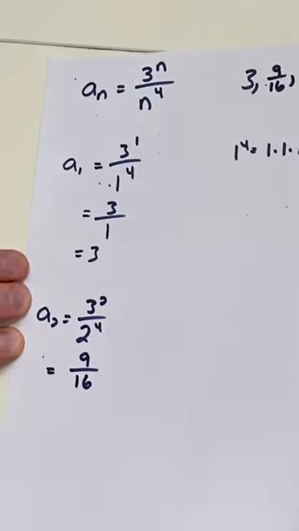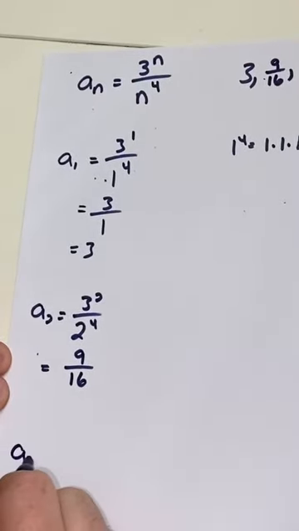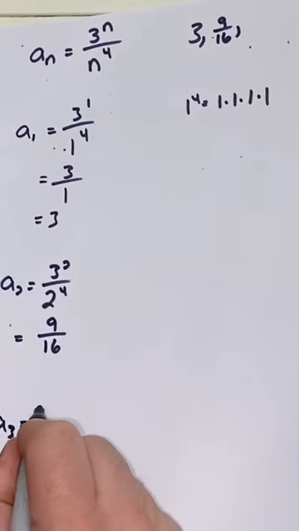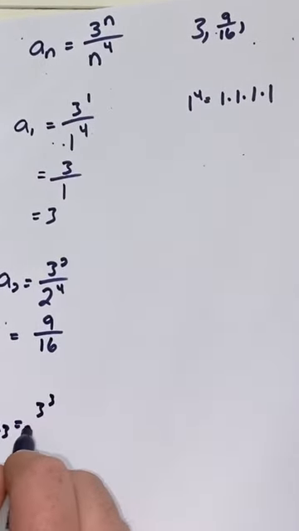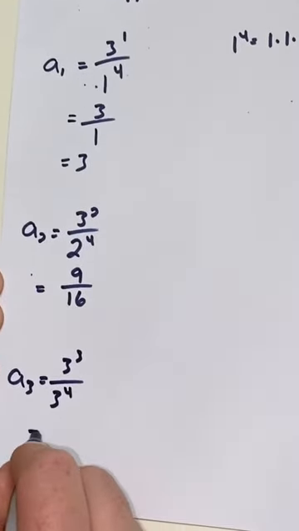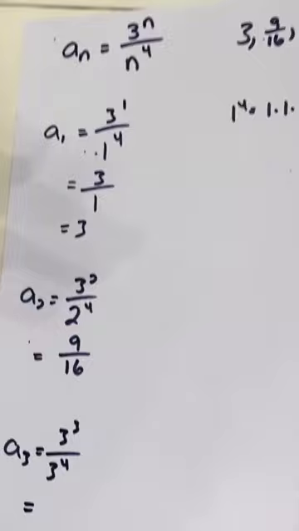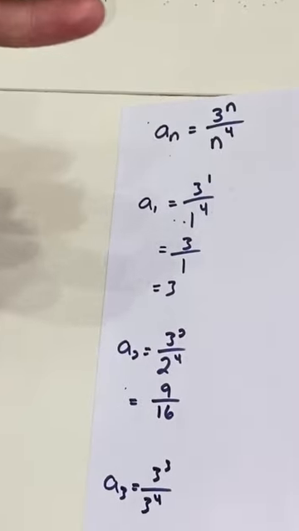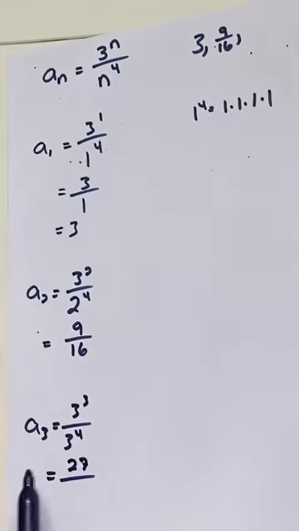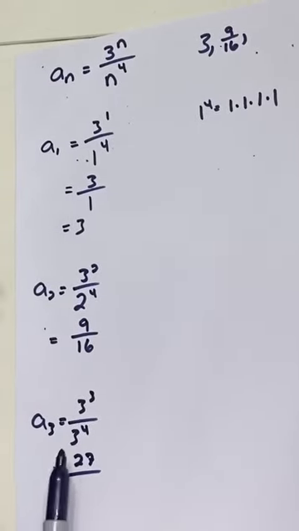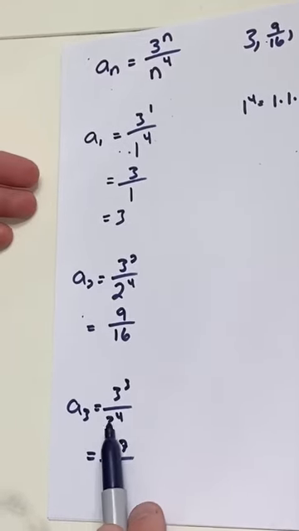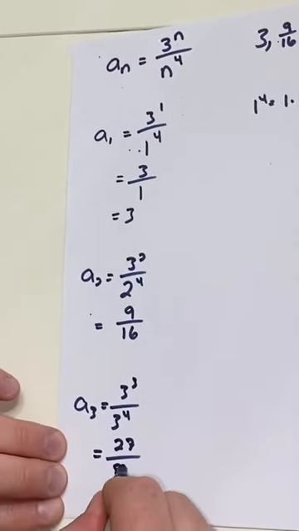So now I'm going to go 3. So now it becomes 3 to the power of 3 over 3 to the power of 4. So now it just becomes 3 times 3 is 9, times 3 is 27, over 3 times 3 is 9, times 3 is 27, times 3 is 81.